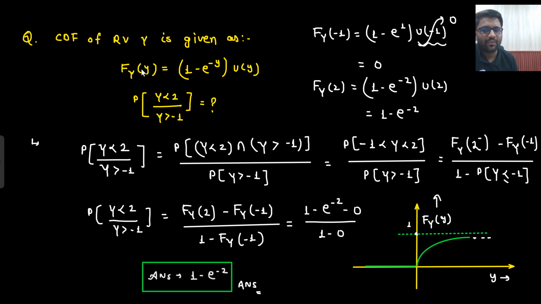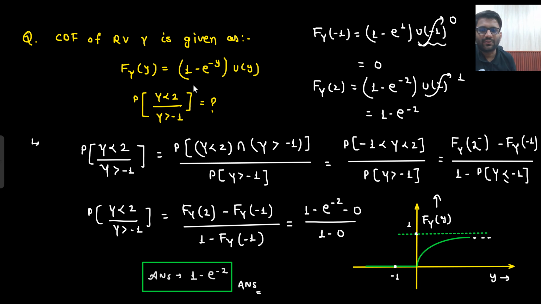So here in place of y, we can put 2, u of 2 is 1. So 1 minus e to the power minus 2. Fy of minus 1 was 0, so 1 minus fy of minus 1 is 1 minus 0. Or here only you could have said that the probability that your random variable y takes a value greater than minus 1 would be 1 only. Always it will take value greater than minus 1 only. There you go.